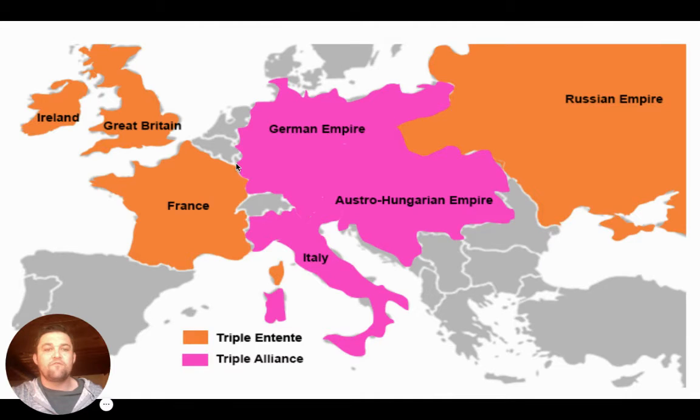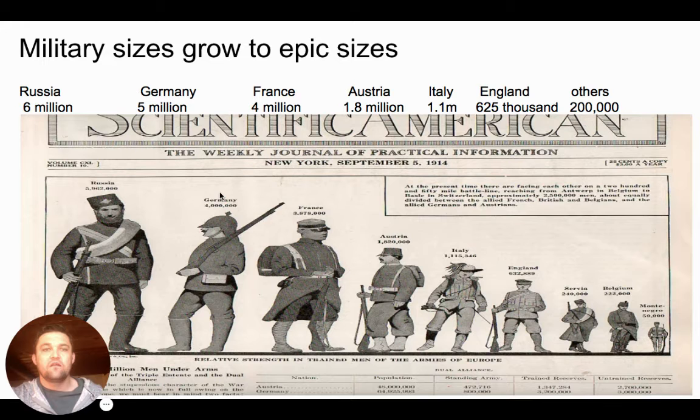Now, some of the more famous fighting was done along the French and German border, but Germany was also at war with the entirety of Russia, and the Italy and France border was also a huge hotspot. Most famously along the French and German border in a place called No Man's Land. And the militaries grew to these epic sizes that the world had never seen before.